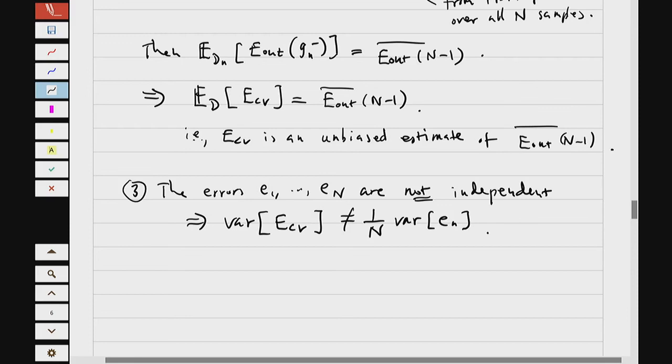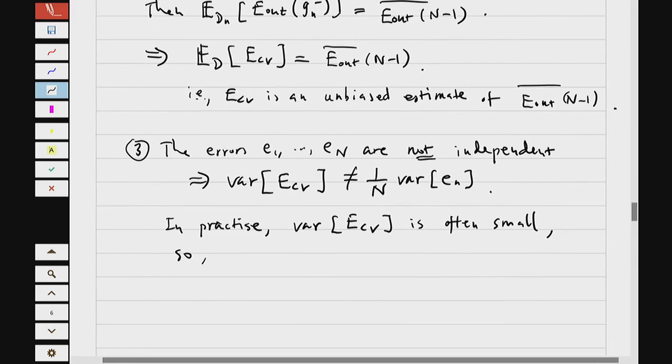However, in practice, people have observed that the cross-validation variance tends to be small, even though we cannot show that it goes to 0 when we have big data. In practice, ECV is often small, kind of. So if the variance is often small, what does that mean?